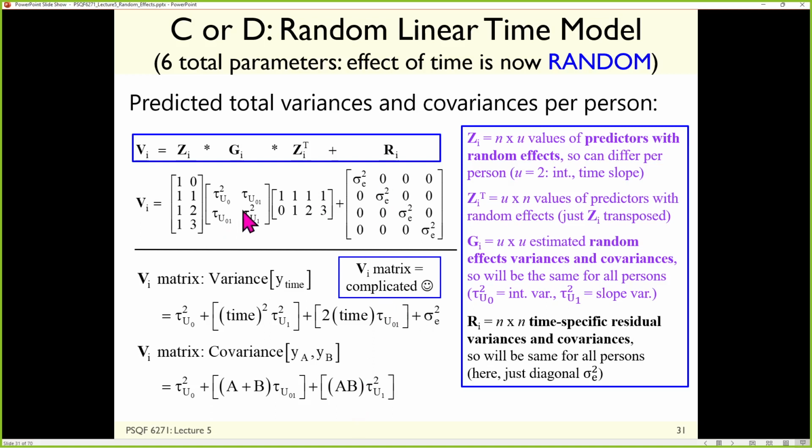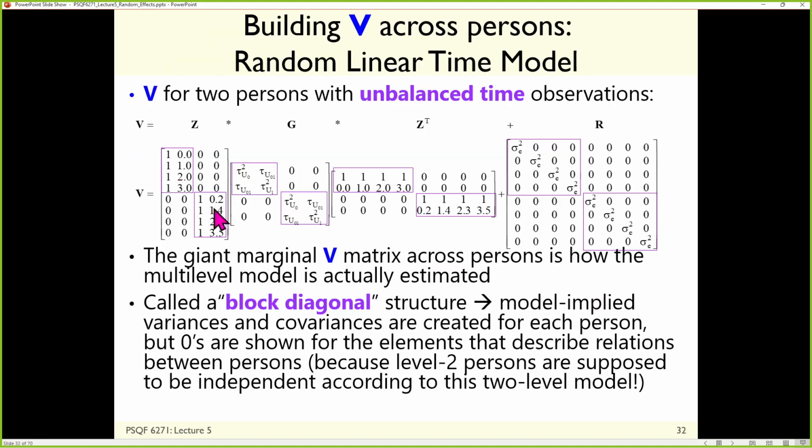But this is the key idea, is that the way that the random effects get applied depends on what data you have. So this is for somebody who has 4 occasions, where the 4 occasions are perfectly balanced and complete the way they were supposed to be. But what if that's not the case? So how the giant V matrix gets combined across people would look like this. This is an example for 2 people.